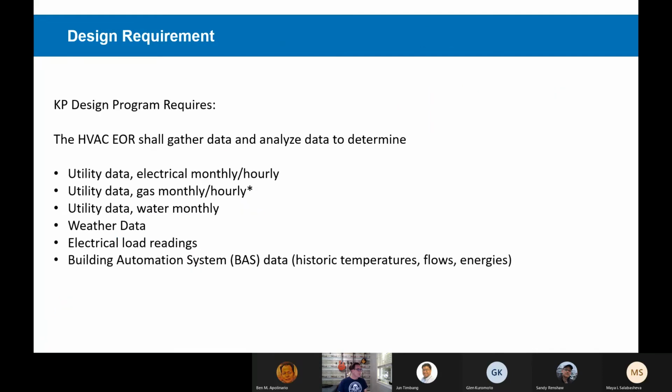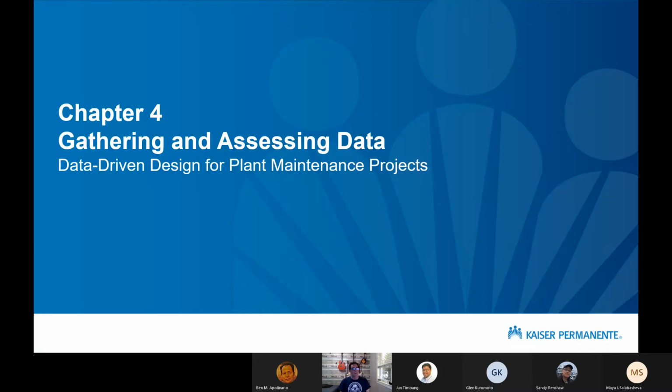So our design program requires our engineer of record to gather and analyze data to determine the current state of operations and deficiencies. In this section, we talked about that hierarchy of assessments to make sure that we're always assessing what's necessary. So that'll take us to our next section, chapter 4 here. In this section, we're going to look at data. We're going to do some examples and try to get into this data-driven style of thinking here.